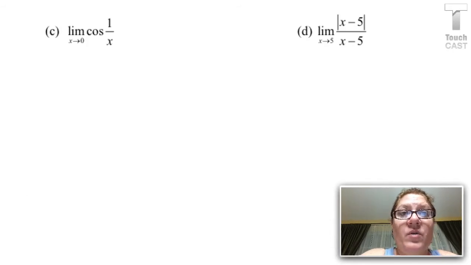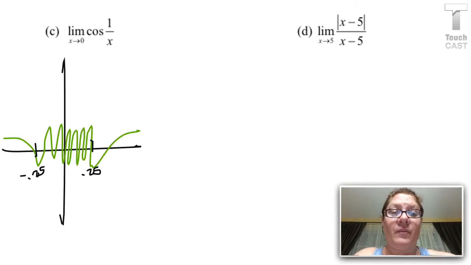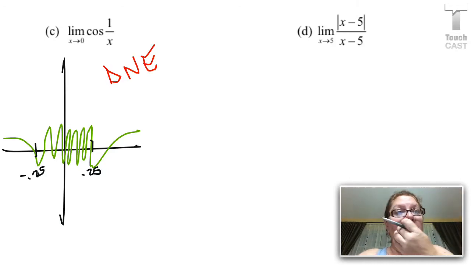So I want you to put this next one into your graphing calculator, y equals cosine of 1 over x, and then draw your graph so you can see what it looks like. So hopefully you see another oscillating pattern like when we did the sine. So for this one, because it's oscillating, again, it does not exist.